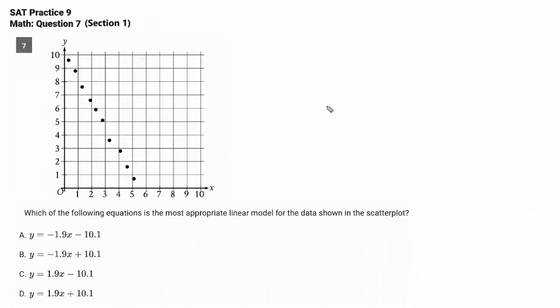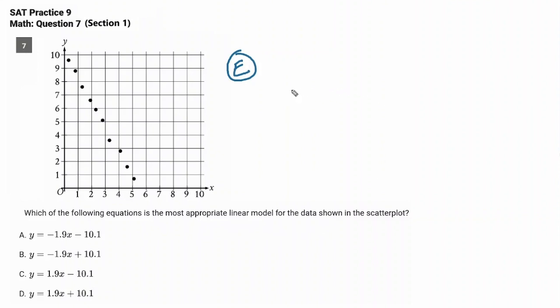We're on SAT Practice Test 9, Math Section 1, Question 7. What's the level of difficulty here? It's easy. The first 7 questions on Section 1 are always easy, so this is the last question you can depend on being easy. You've got a graph. Which of the following equations is the most appropriate linear model for the data shown in the scatter plot?